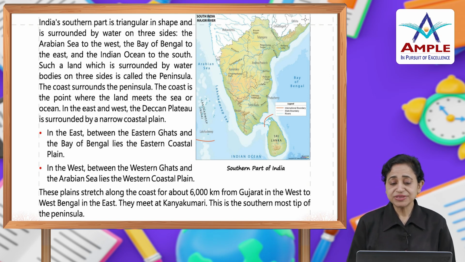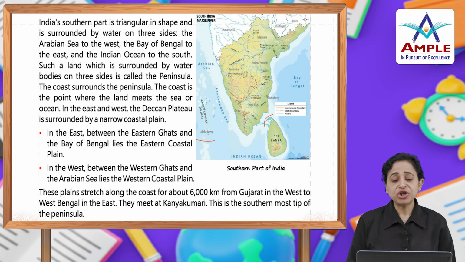In the east and west, the Deccan Plateau is surrounded by a narrow coastal plain. In the east, between the Eastern Ghats and the Bay of Bengal lies the eastern coastal plain. Please mark this line. In the west, between the Western Ghats and the Arabian Sea lies the western coastal plain. बच्चों, ये दोनों आपकी बहुत मदद करेंगे अगर आप साथ साथ अंडरलाइन करते जाएंगे.